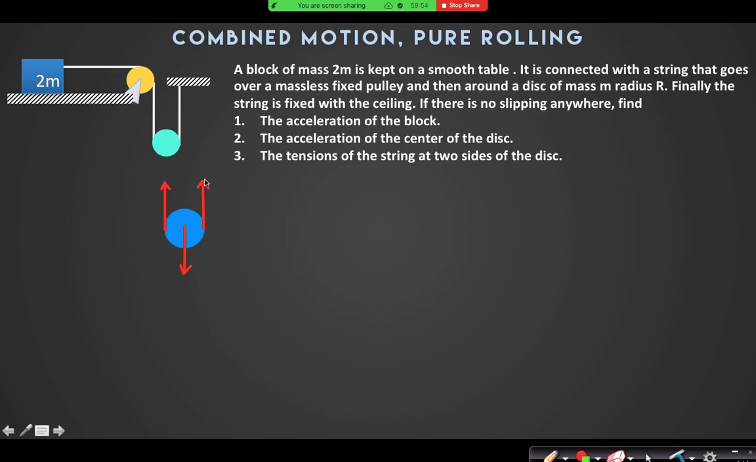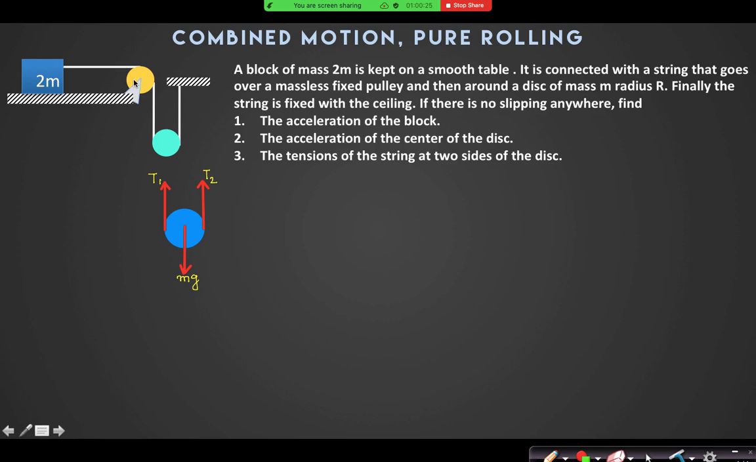So let us assume the tensions at two sides to be T1 and T2, right? T1, T2, no problem. And this is mg. The block has mass 2m, and the disk has mass m, radius r. And another free body diagram we can draw for the block. For the block, will that be T1 at least, or will that also change? Yes, that is T1. Why?